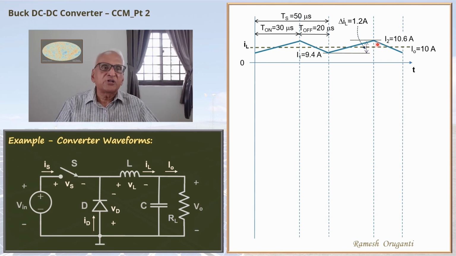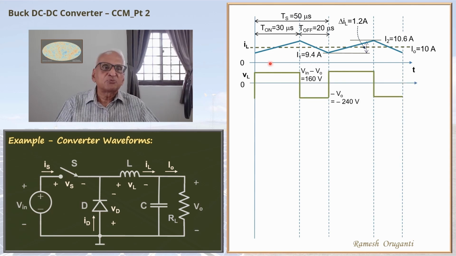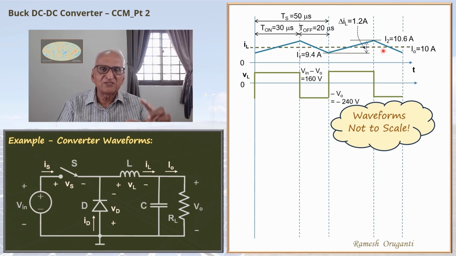The inductor voltage waveform is as shown. We already saw that when the switch is on, the inductor voltage is Vin minus V0. Vin is 400 volts, V0 is 240 volts. So Vin minus V0 is 160 volts. When the switch is off, the inductor voltage is minus V0, minus 240 volts. You can notice that the waveforms are not to scale. The ripple current waveform, for example, has been exaggerated just to make the waveforms clearer.